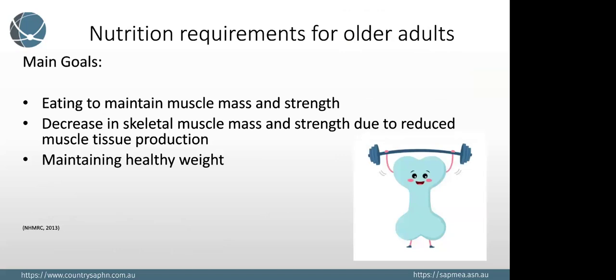Okay. Nutrition requirements, again, for older adults. So what are our main focuses? Again, after bone health, we look into muscle mass and strength, so preventing things like sarcopenia. We do know there's, with age, a decrease in skeletal muscle mass and strength due to reduced muscle tissue production as we age and progress through life. Maintaining healthy weight is also part of that. So we want to sort of retain muscle mass, weight mass, so that we're not seeing lots of losses.